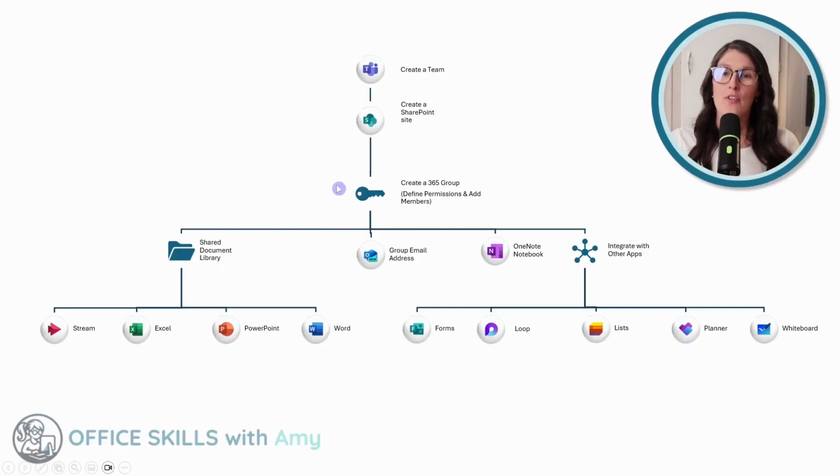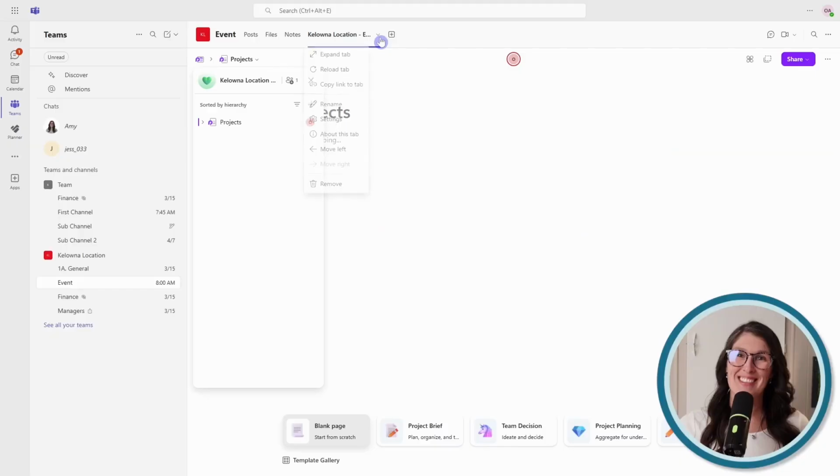So the 365 group is really at the heart of a Microsoft team. And whenever we add or remove team members from a Microsoft team, the permissions for all of the other applications associated with that 365 group will automatically update. And in addition to that, if your organization uses governance or compliance, then that backend configuration for the 365 group will also be inherited throughout all of the other applications.